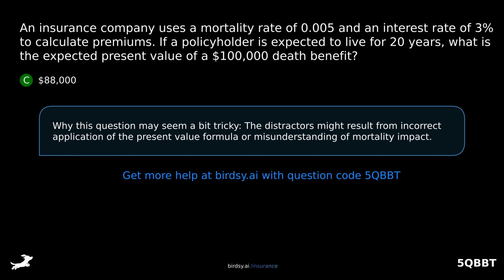Why this question may seem a bit tricky. The distractors might result from incorrect application of the present value formula or misunderstanding of mortality impact.